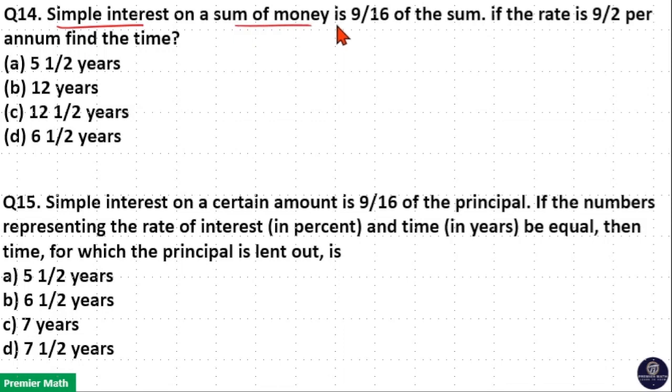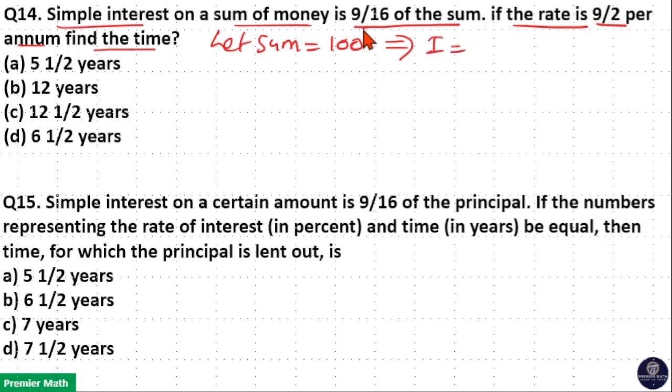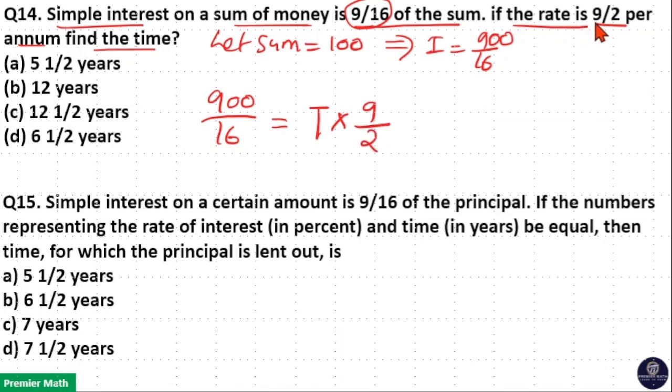Simple interest on a sum of money is 9 by 16 of the sum. If the rate is 9 by 2 per annum, find the time. Let us consider sum as 100 rupees. That means interest is equal to 9 by 16 of the sum. So 9 by 16 into 100 is 900 by 16. Now interest is 900 by 16 means this interest 900 by 16 is formed by T years at a rate of 9 by 2 per annum. Because the rate is 9 by 2, here percentage symbol is not given. So you don't have to worry about divided by 100 here. Also we already taken sum as 100 here. In that case you can ignore divided by 100 in this rate here.